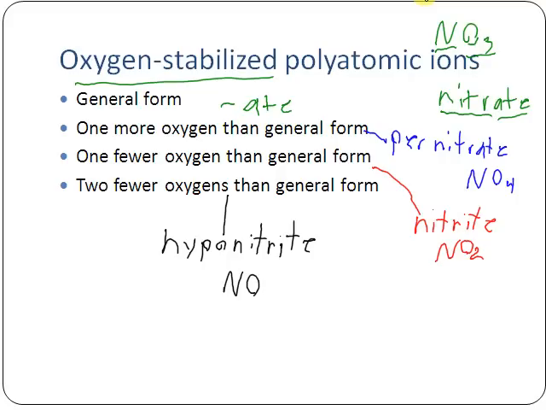If it has one more oxygen, it becomes pernitrate. If it has one fewer oxygen, it just becomes nitrite. If it has 2 fewer oxygens, it becomes hyponitrite. The same rules apply with all the other oxygen-stabilized polyatomic ions.